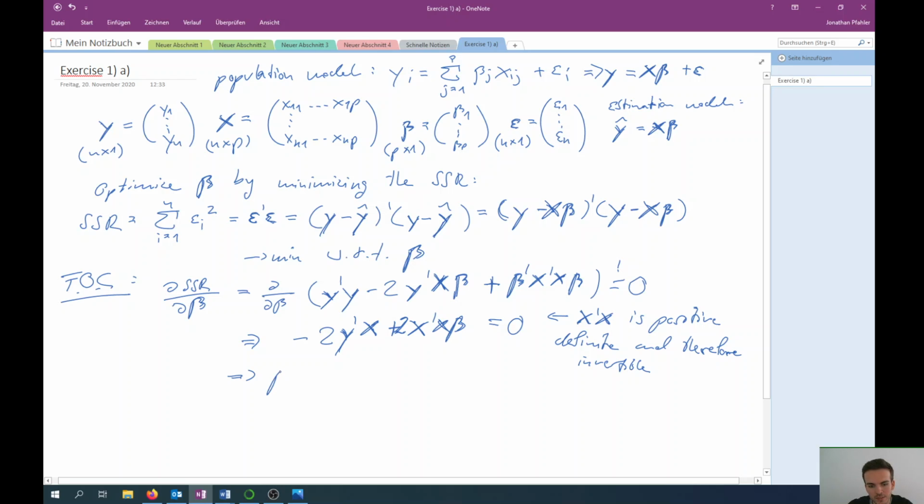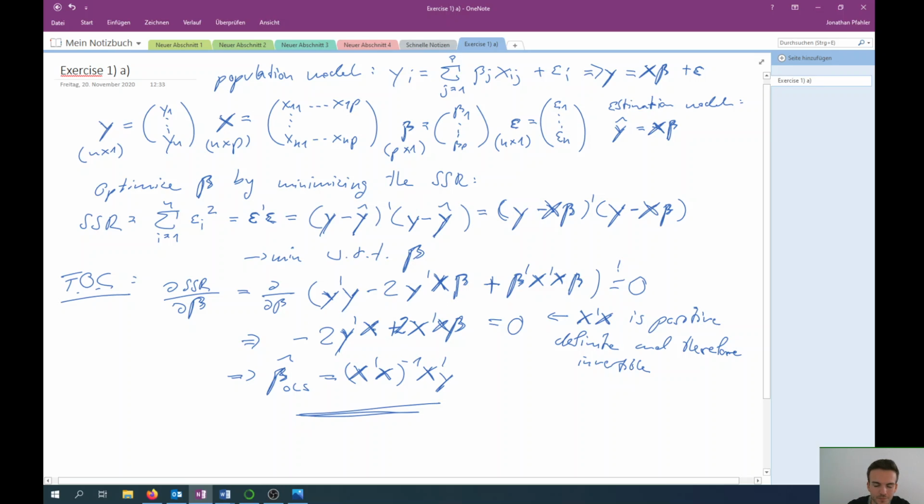So this will lead us to our optimal beta. So this is our optimal vector of estimators, which is then X transpose X to the power of -1, then X transpose y. Okay, so this is the solution of the first exercise 1a.